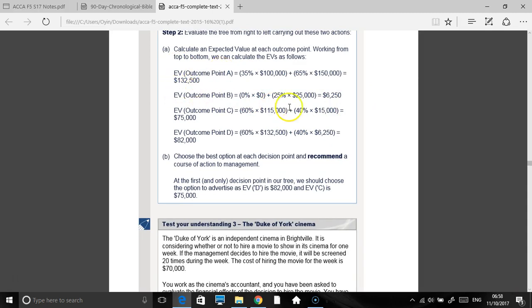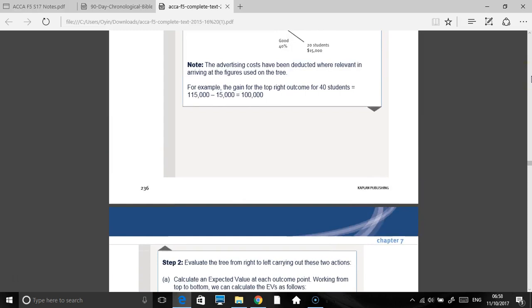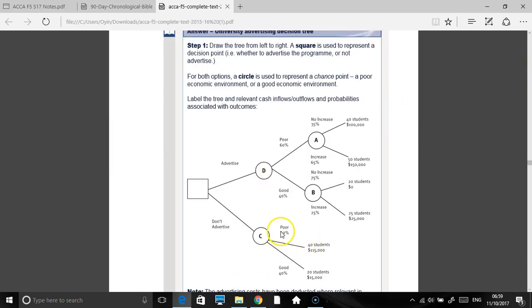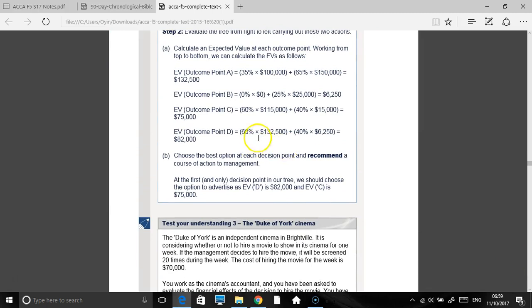Therefore the outcome at C was pretty much 60% of this, wasn't it? 60% of 115,000 and 40% of 15,000 to arrive at C. Now D will be 60% of A, whatever we got at A, which came from this and this, plus 40% of B. So D must be 60% of one figure and 40% of the other. These figures have come from A and B. So D is a product of A and B.